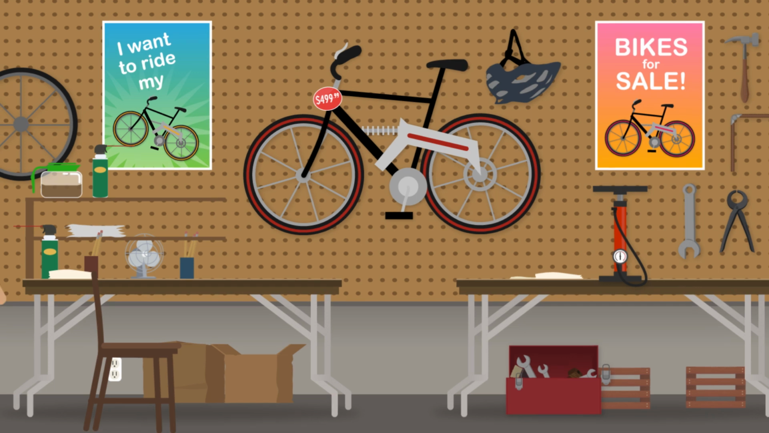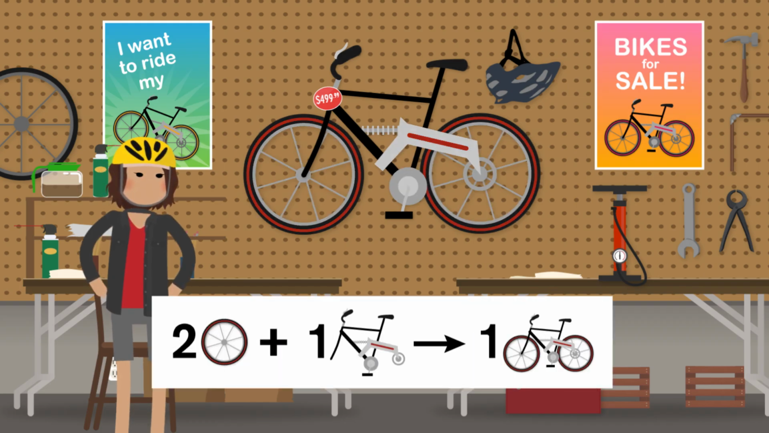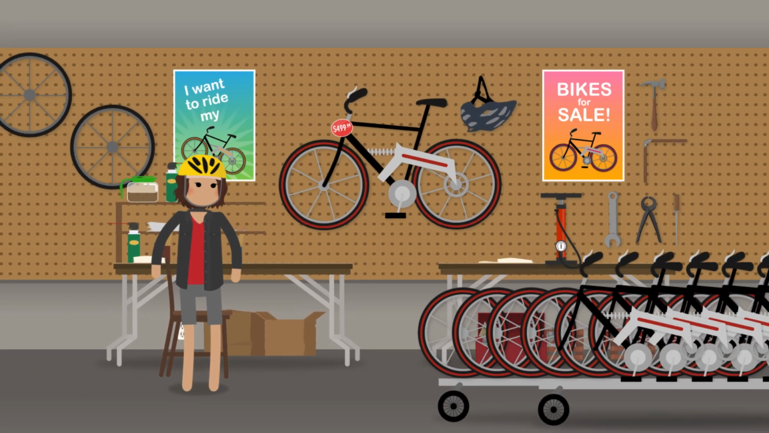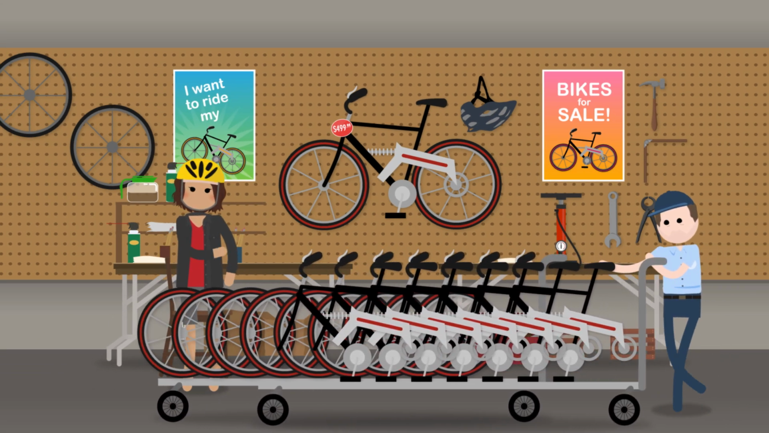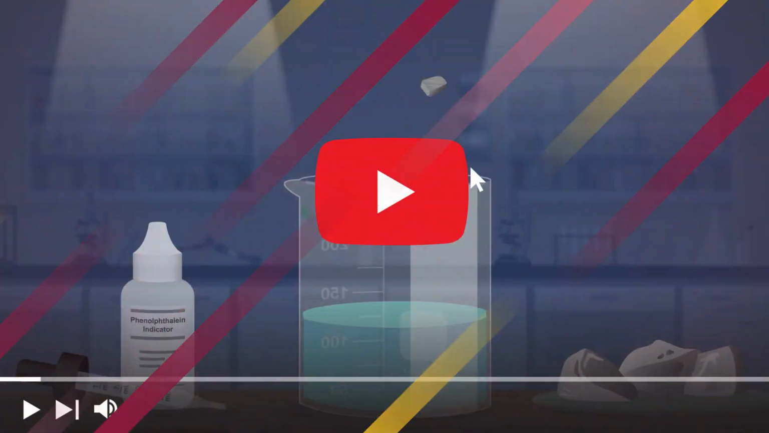So let's say that we've decided to start a mountain bike business. Each bike requires 2 tires and 1 lightweight frame. Written as a reaction, we'll say 2 tires plus 1 frame produces 1 bike. So we order all our parts and the wholesaler sends us something funky, like 9 tires and 7 frames. We'll need to know how many bikes we can theoretically make with what we've got.